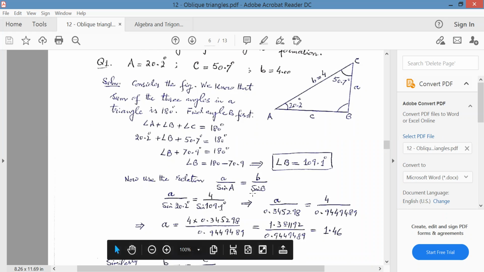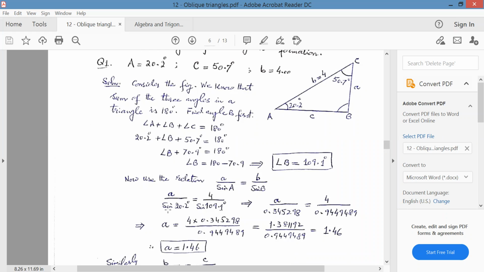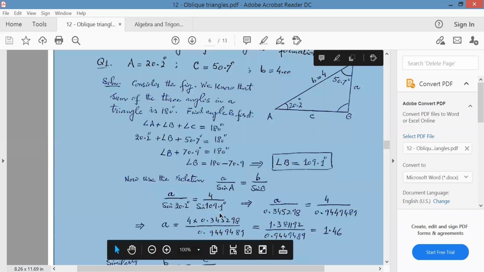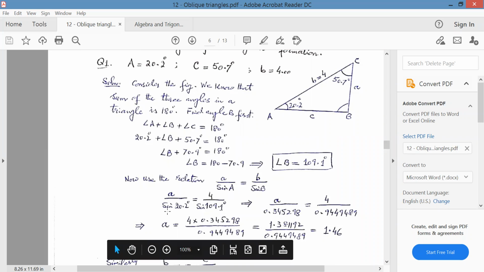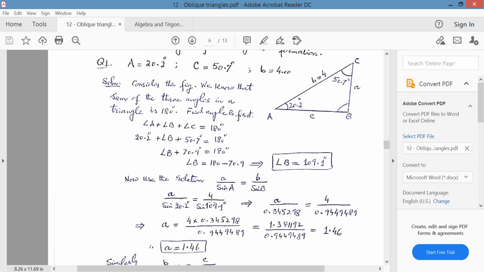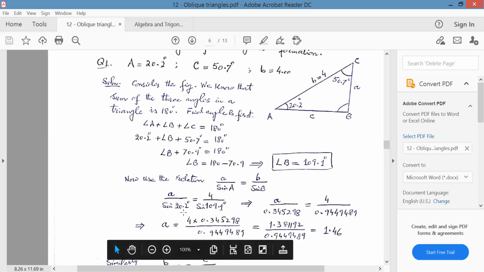Okay, get it? So put for sine A, the value of A is 20.2 degrees. Sine of 20.2 degrees equals 4, B is 4, given to you, 4 upon sine angle B. Angle B is 109.1 degrees, you have just calculated. Put it here. Then you can go for the cross multiplication to solve this equation. First you substitute the values from the calculator. You can use your calculator and insert all the values of sine of the angles which you need.